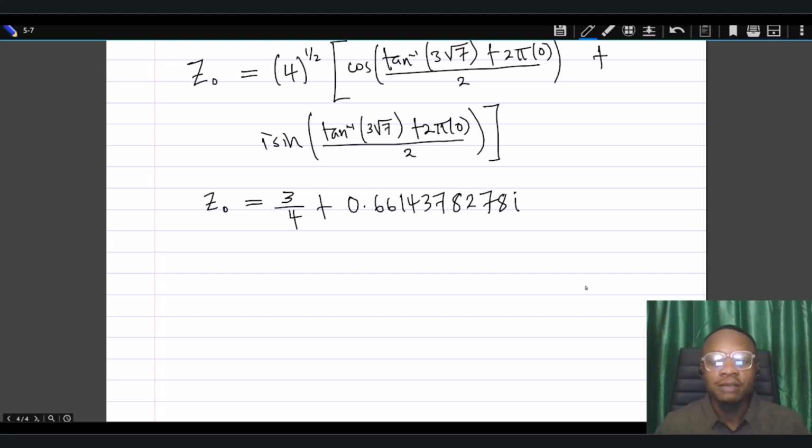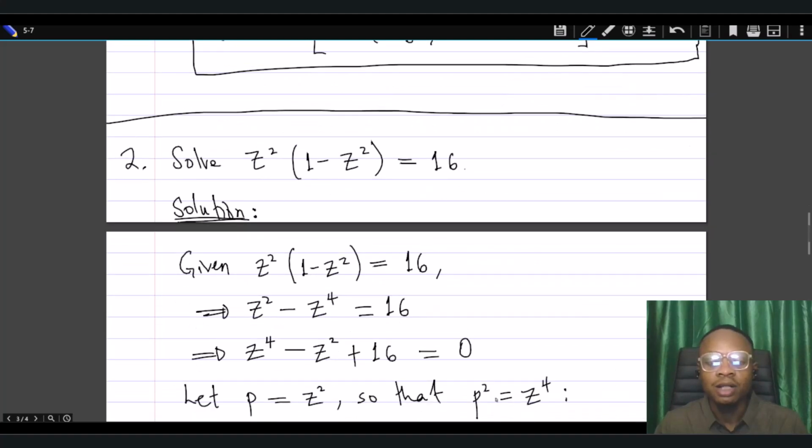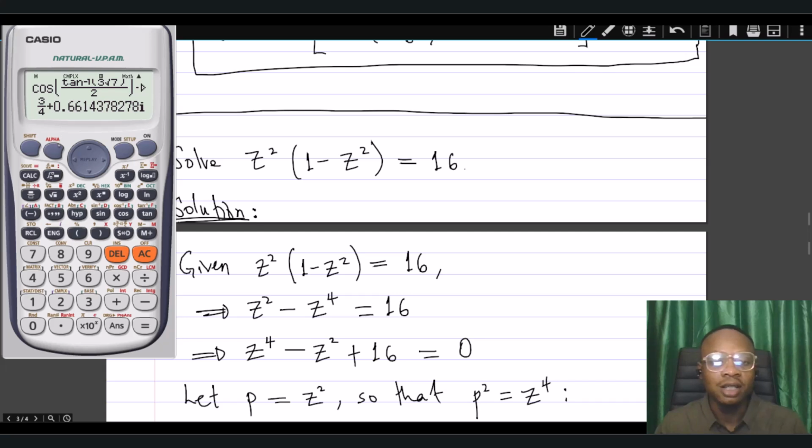So this z naught should satisfy the given equation, and we can check for that here. Let's clear the screen, then put in this z. This is alpha x into 1 minus alpha x squared, and if we bring this to that side, that is minus 16. Let's see if when we substitute what we just obtained, we get 0.